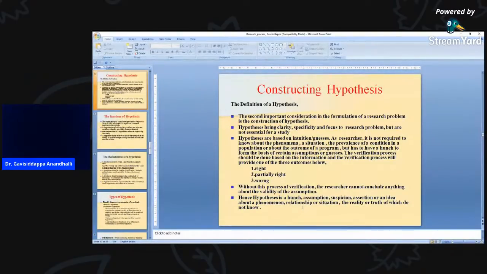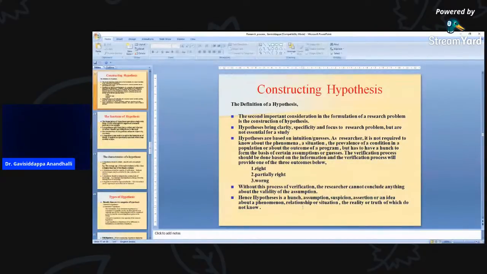Okay. So, for example, if I say there is a relation between income and expenditure, I say there is a relationship between the two. So if income is more, we spend more; if there is no income, we don't spend money. But it has to be measured, it has to be examined. This way, hypothesis has to be.